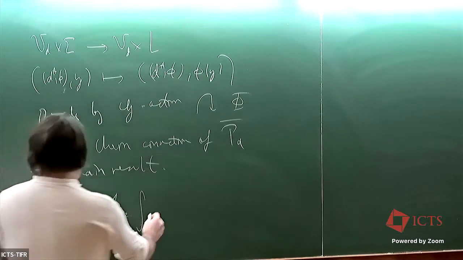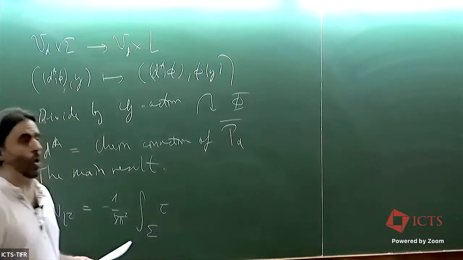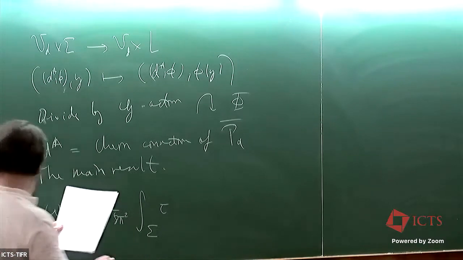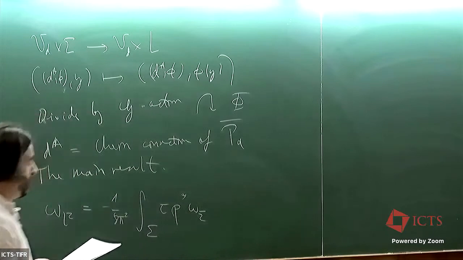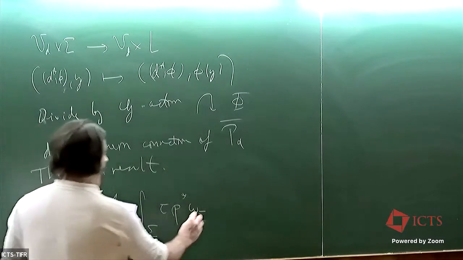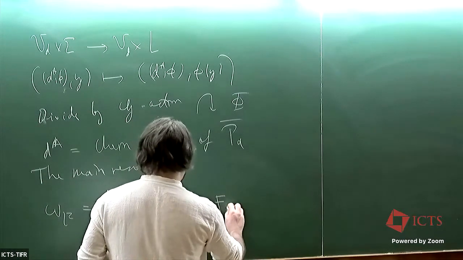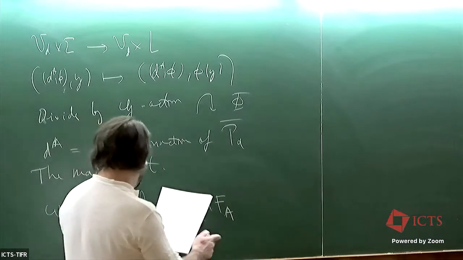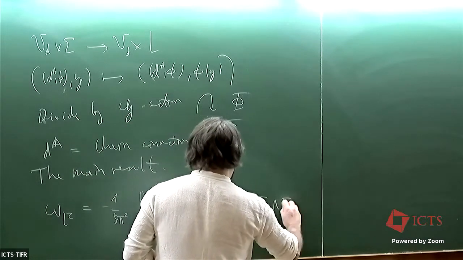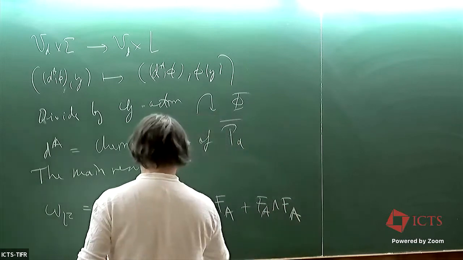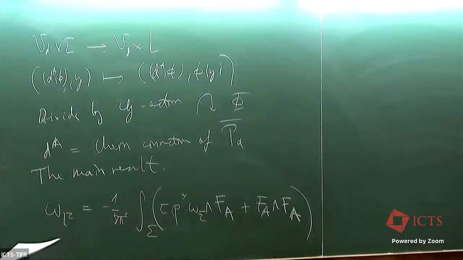It's just tau. So tau is the tau that appeared in the vortex equations, okay? Tau, and then I pull back the symplectic form on sigma. I wedge it with the curvature of this chain connection, and now it's the square of the curvature. So this is the formula, okay? I'm not going to prove this.